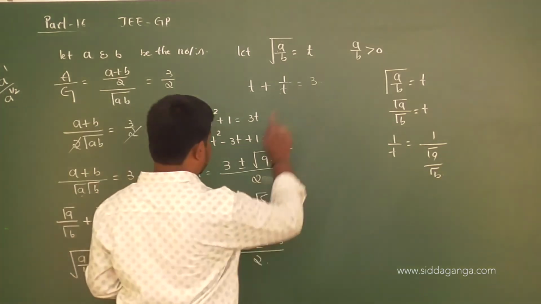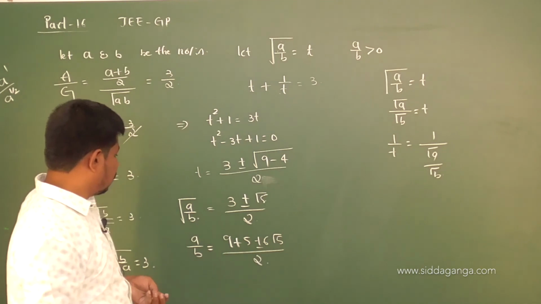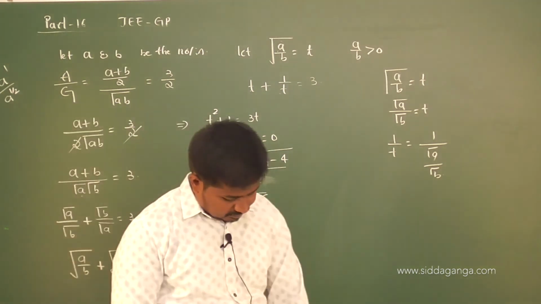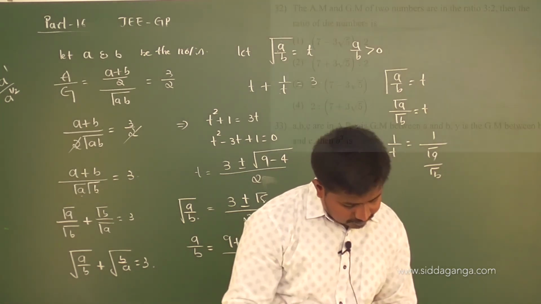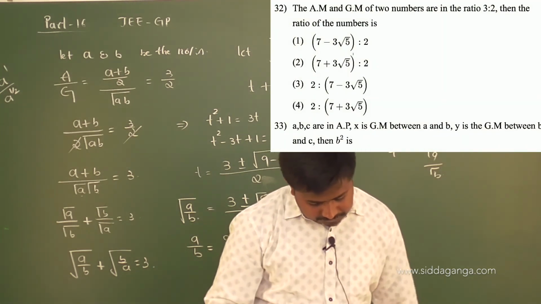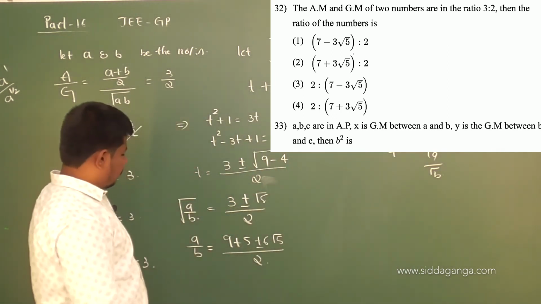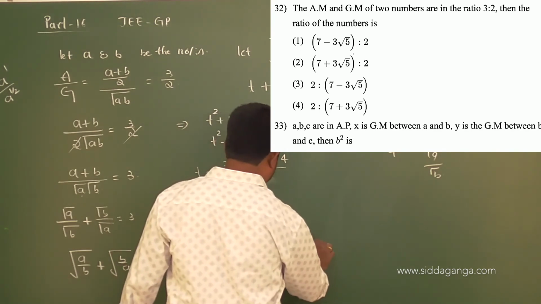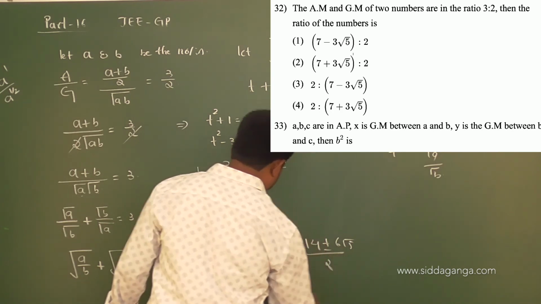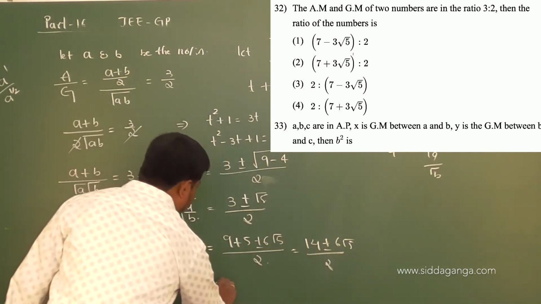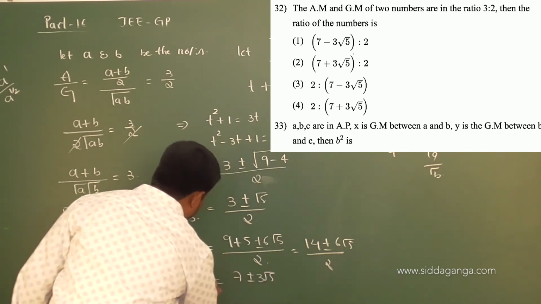So you get 14 plus or minus 6 root 5 by 4. So you divide by 2, you get 7 plus or minus 3 root 5. This is what A by B.